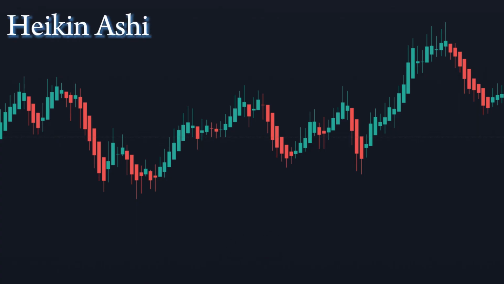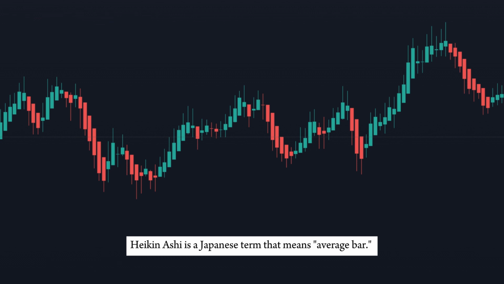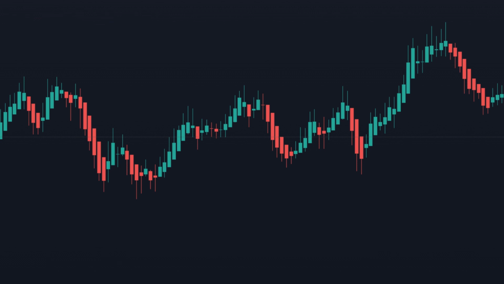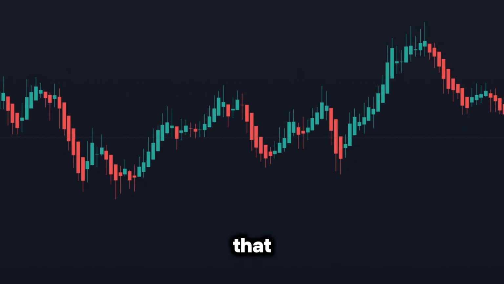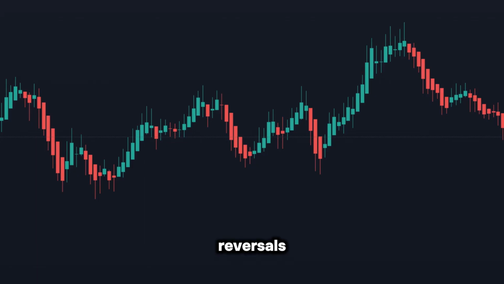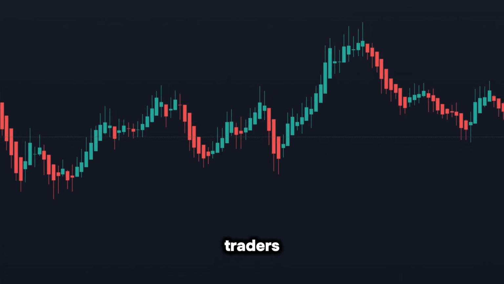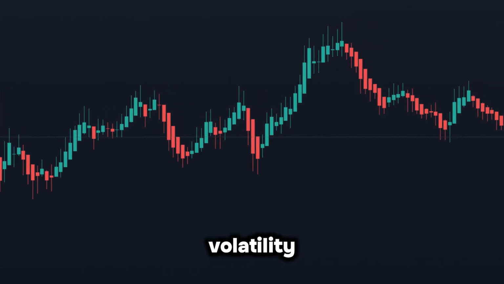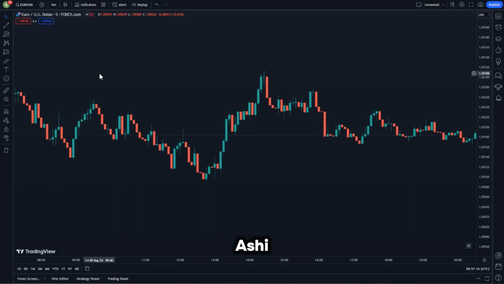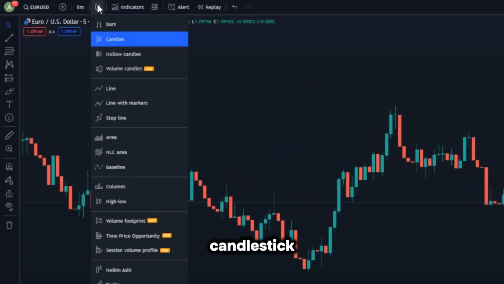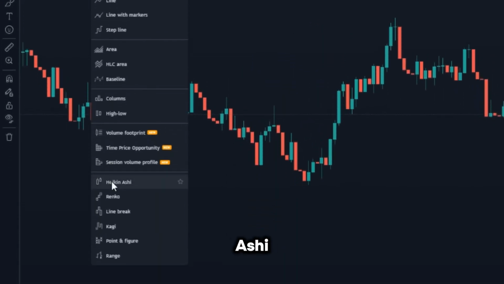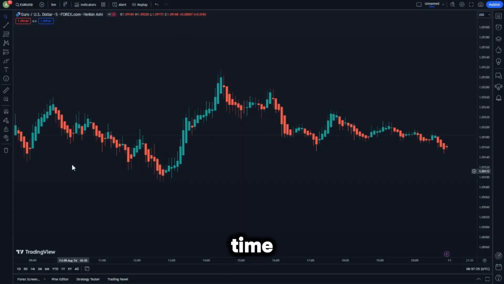Heikin Ashi. Heikin Ashi is a Japanese term that means average bar. It is a type of candlestick chart that tends to indicate trends and reversals more clearly. Therefore, Heikin Ashi can be useful for traders, especially during high volatility. To use Heikin Ashi, first go to the types of candlestick charts and choose Heikin Ashi. It can be applied to any time frame.